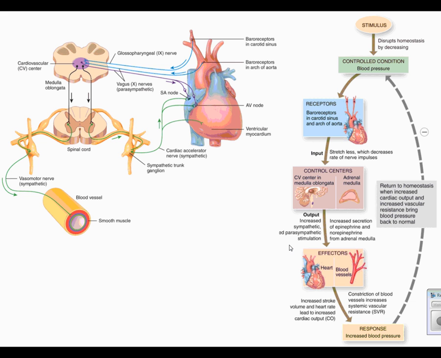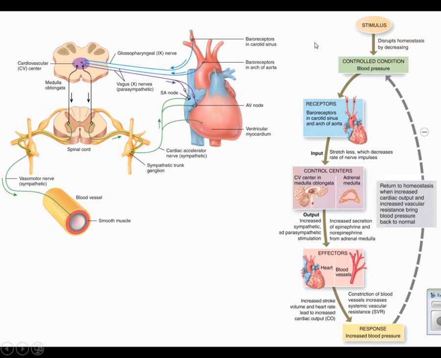Here on the next page, we're demonstrating the baroreceptor reflex over here on the right with the negative feedback loop, and then over here on the left is actually what's occurring with the heart and the smooth muscle in our blood vessels. Okay. So here we're showing what happens when blood pressure decreases. Those receptors called baroreceptors are stretched less.